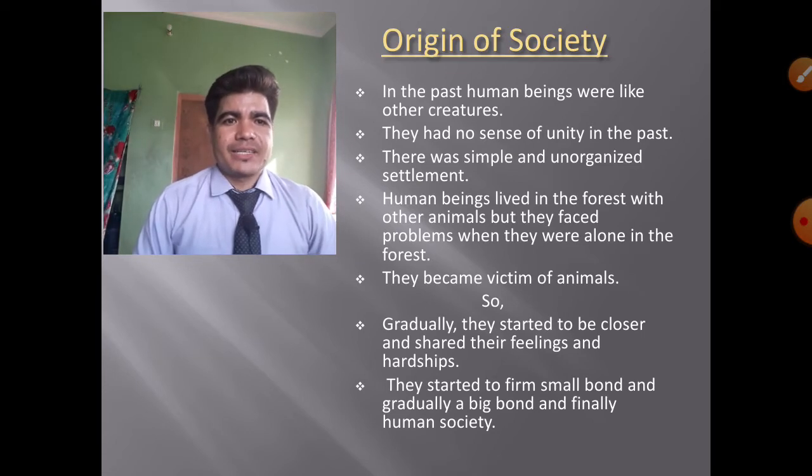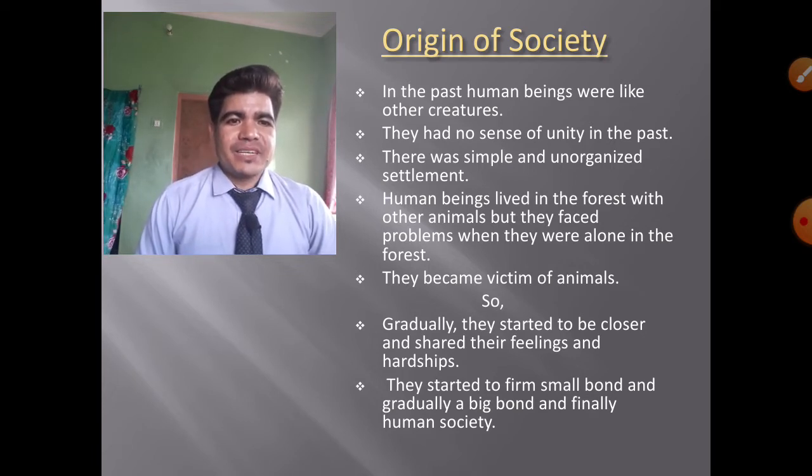Origin of society. In the past, human beings were like other animals. They had no sense of unity. There was simple and unorganized settlement. They did not have their own houses because they did not have the sense of that.